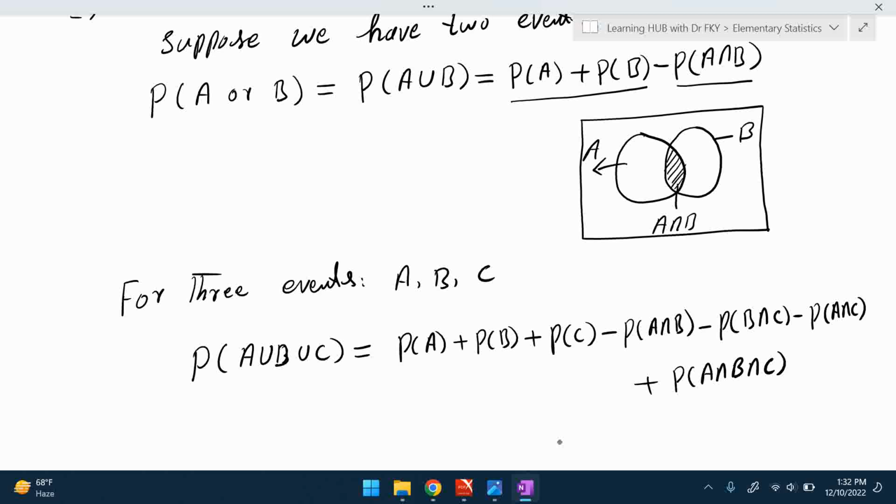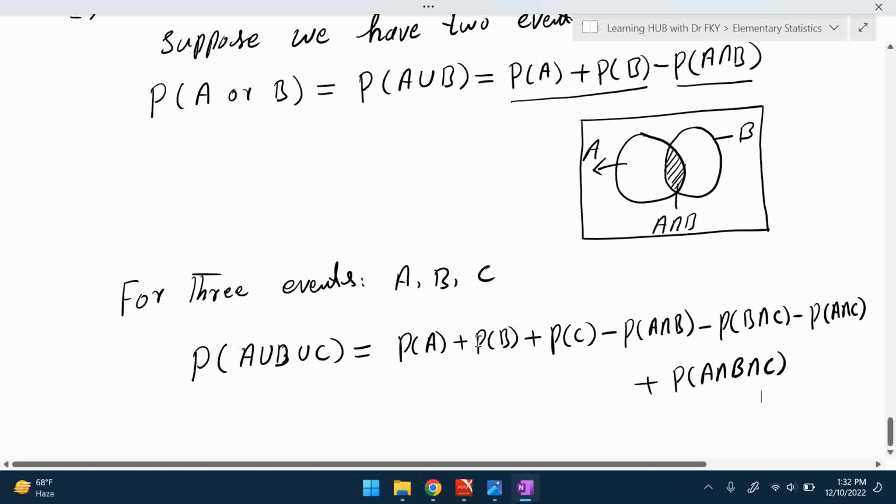Now I need to explain why I'm doing this subtraction and addition. This is the same thing. When you understand the first part, which is for two events, you can understand the second part, because this is again the probability of event A plus probability of event B plus probability of event C. And you need to remember that we assume that the events are not mutually exclusive. I will come to the mutually exclusive events after this part of the lecture.